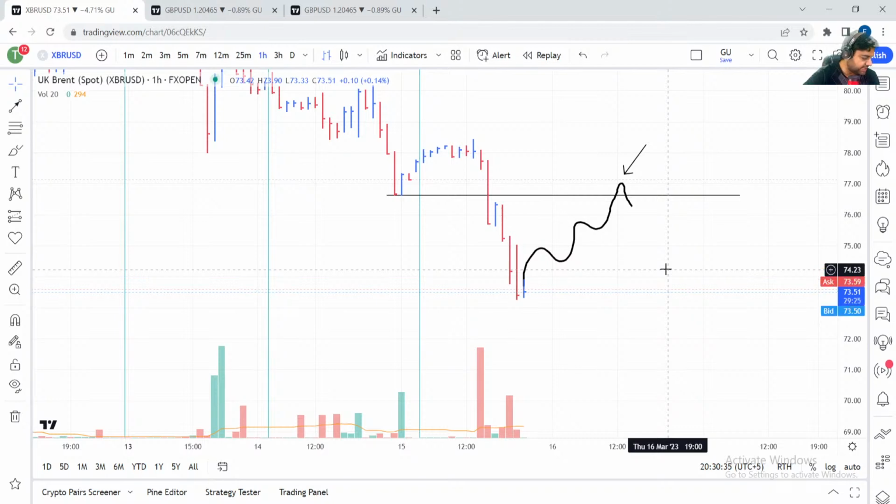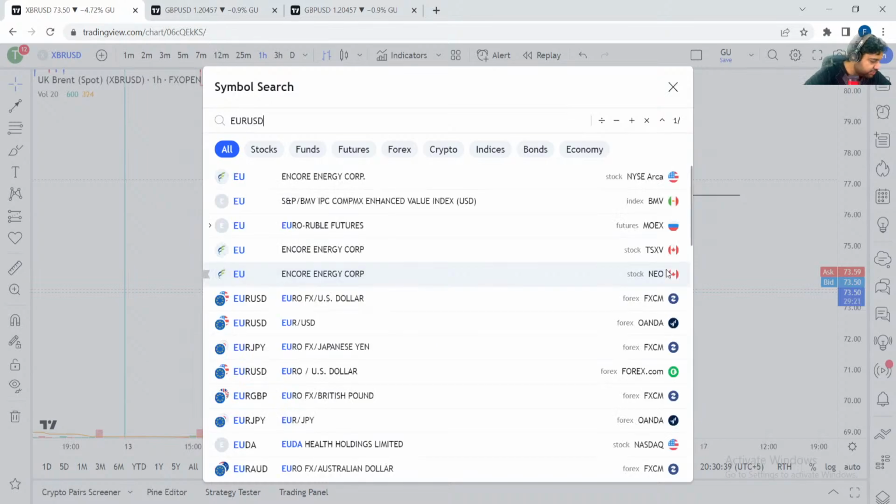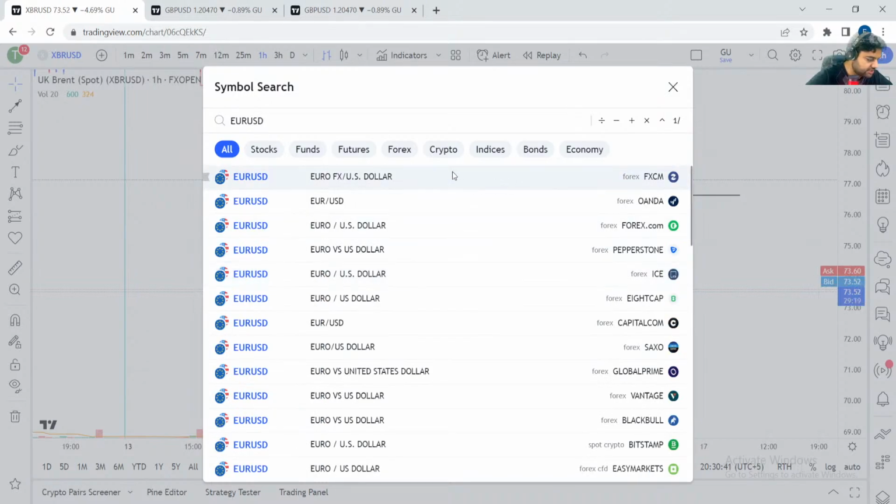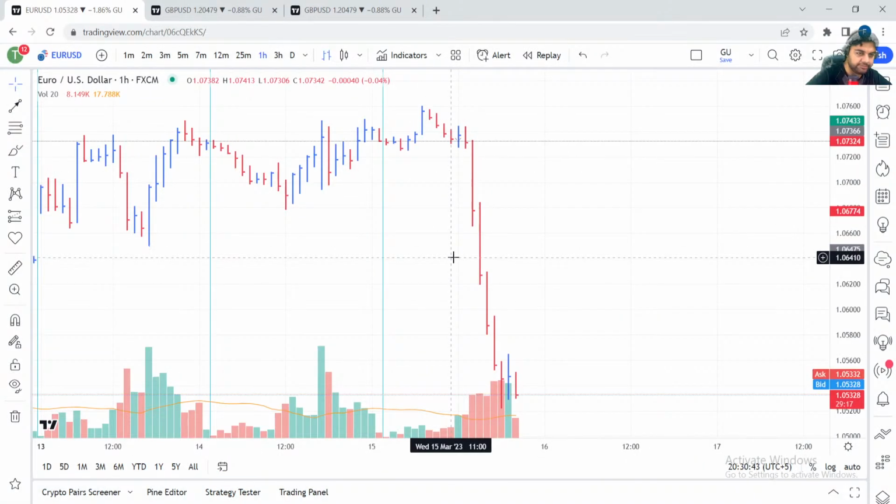Okay, I will sell here. Abhyas Kumar is asking about Euro USD. Okay, Euro USD. Ajay Sharma is saying, sir, how do we confirm the trade in bars?